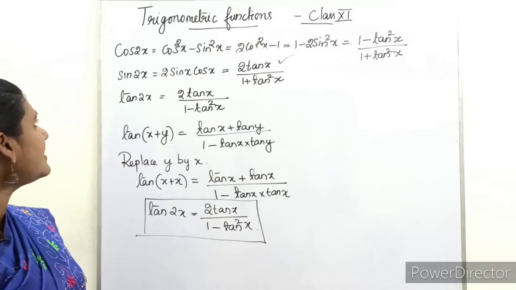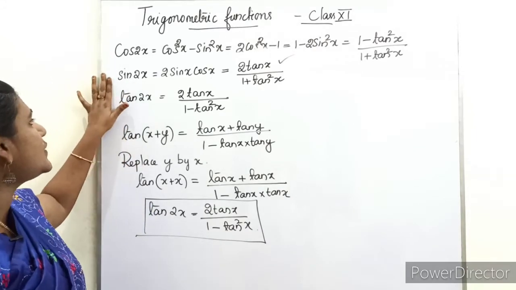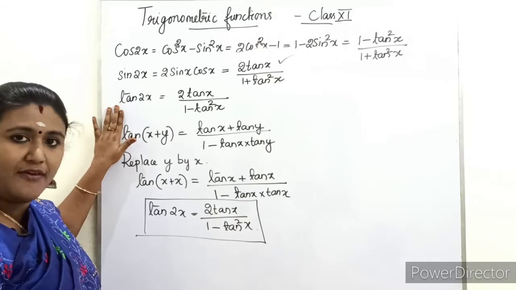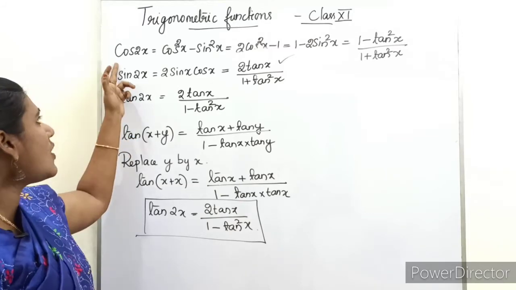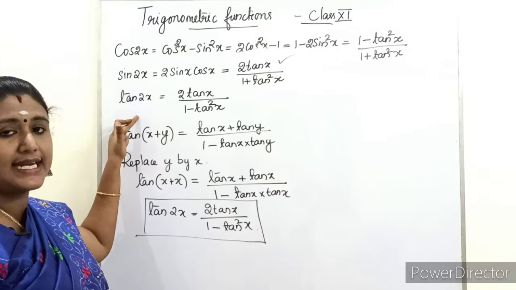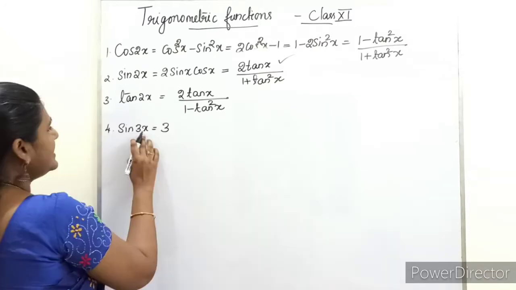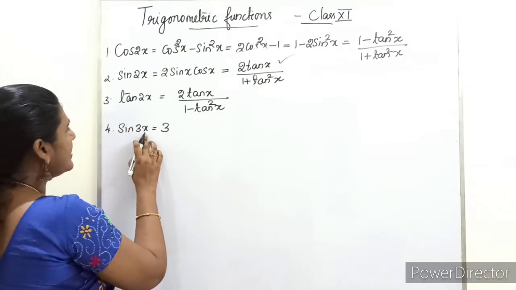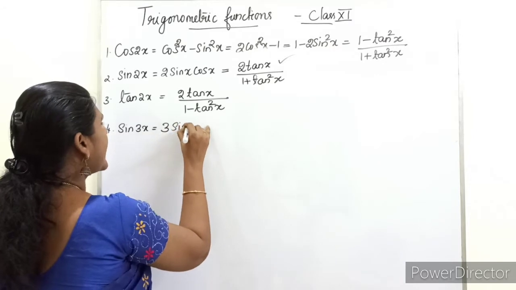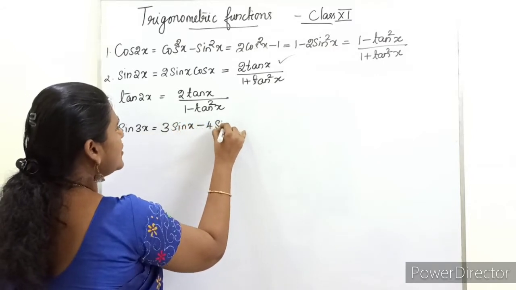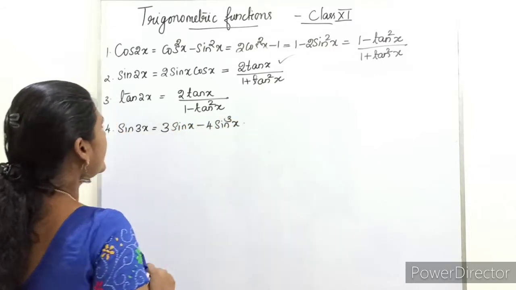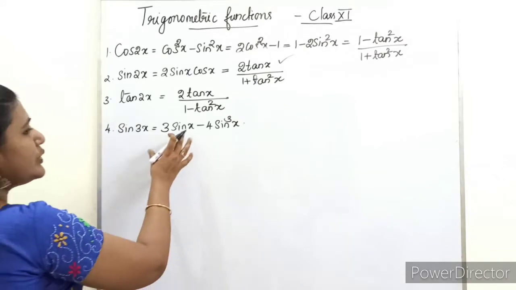So we have seen the cos 2x, sin 2x and tan 2x formulas. Next we have cos 3x, sin 3x and tan 3x formulas. Sin 3x, the next formula, is equal to 3 sin x minus 4 sin cube x. So here we will see how to derive this.